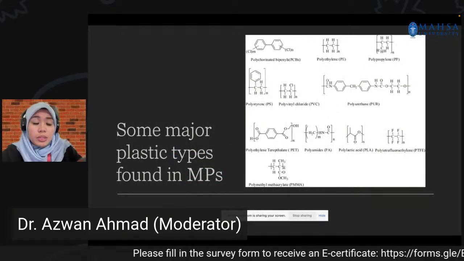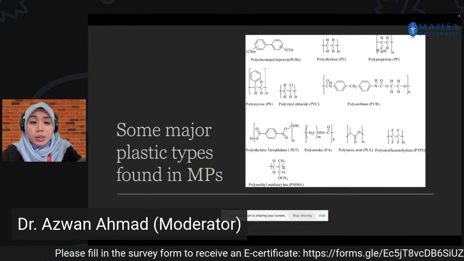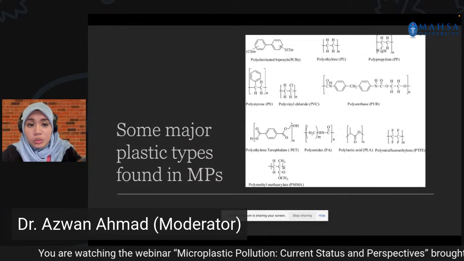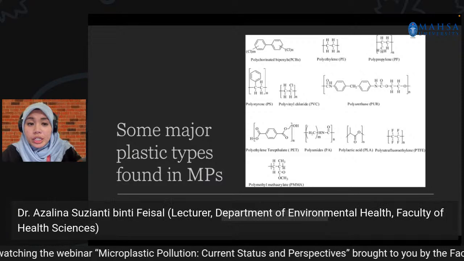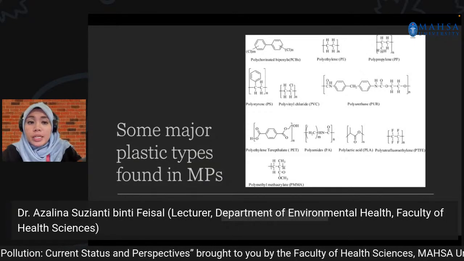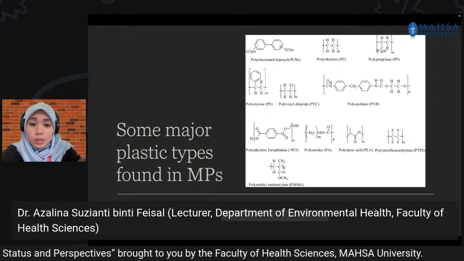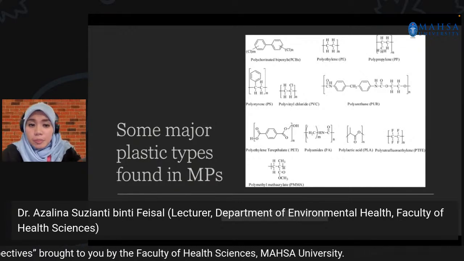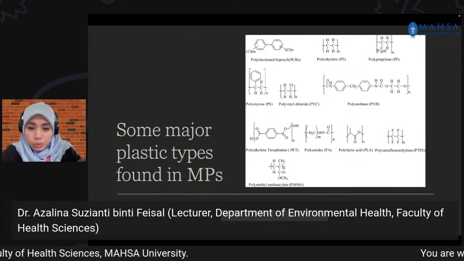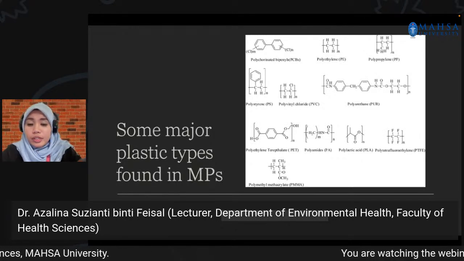Okay, so these are some major plastic types found in microplastic. If we talk about the forms of plastic or groups of polymer used in plastic, they have been classified into several forms. The industry is usually dominated by six plastic groups: polyethylene, polypropylene, polyvinyl chloride, polystyrene, polyurethane, and polyethylene terephthalate.